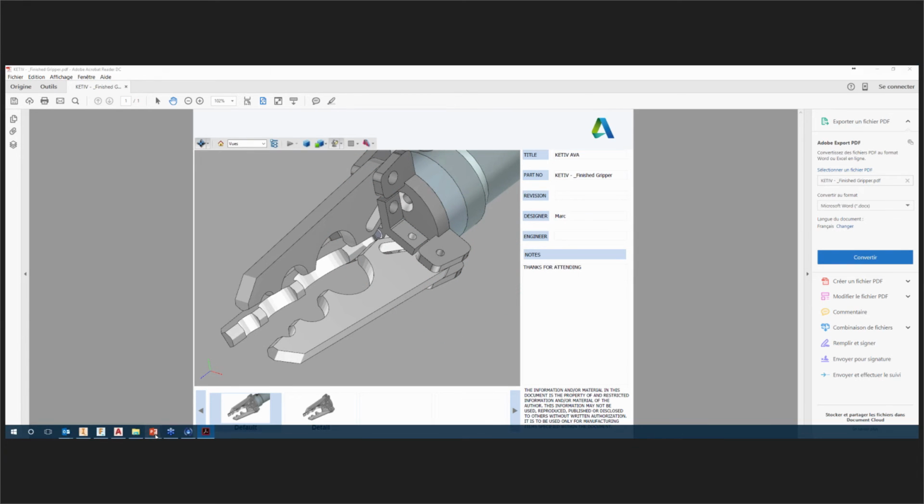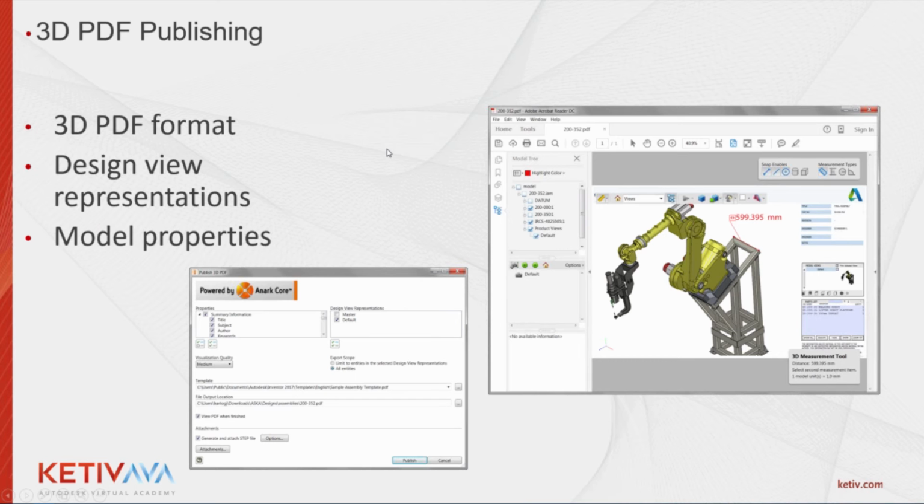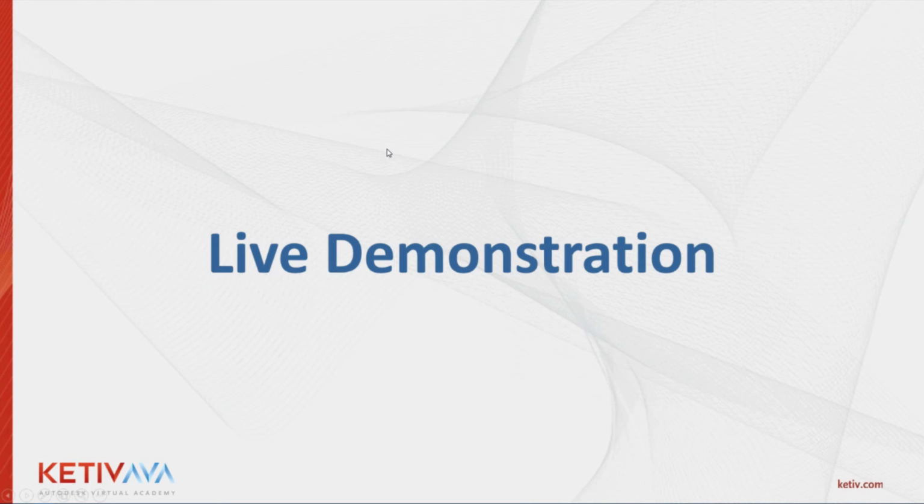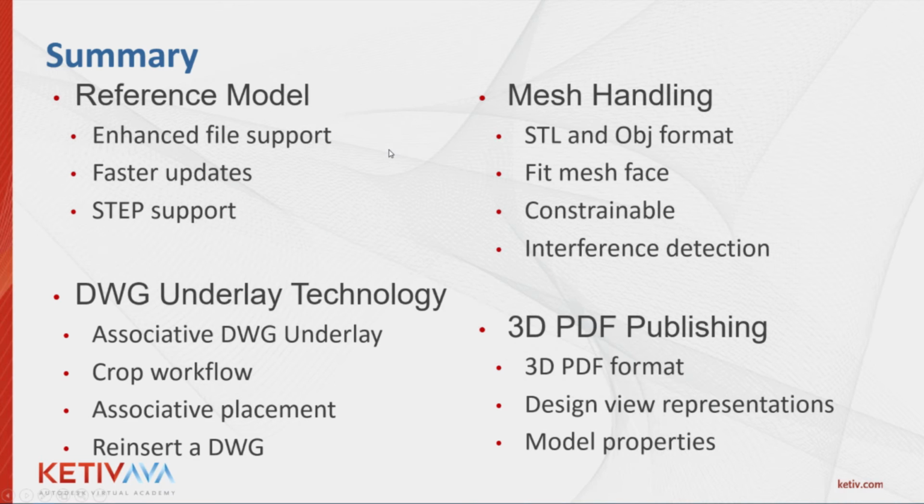But that's pretty much it for me. I hope you learned something. I hope you understand how easy it is with Inventor to just collaborate and use all type of files. I'm telling you, all type of files, from 3D to 2D DWG. It works, and when you need to communicate with someone else from the outside, well, you can always use 3D PDF publishing as well.